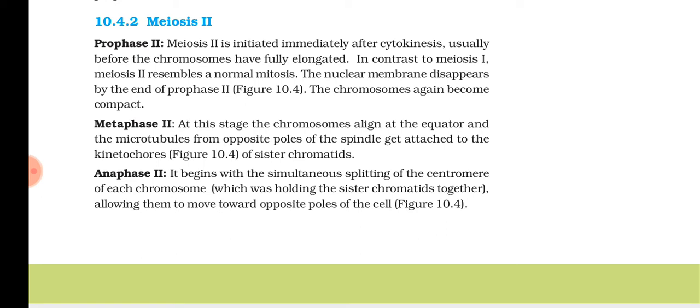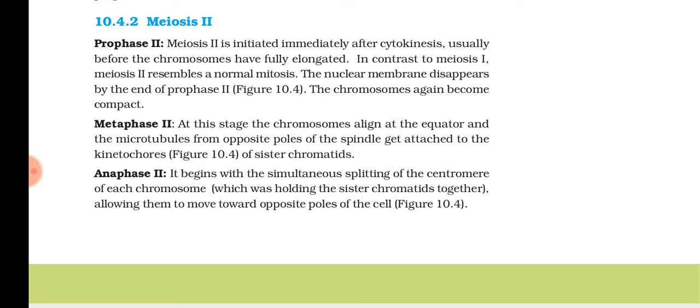And meiosis 2 is less complicated than what? Meiosis 1, and it more closely resembles mitosis. Mitosis we have studied, no, prophase, metaphase. So likewise the stages of meiosis 2 are more similar to mitosis than meiosis 1. So what are the different steps of mitosis? Prophase, simple prophase. So what happened here? Again the nuclear membrane disappears by the end of prophase 2, and the chromosomes will become more compact. Once again it becomes compact. And then next is what?